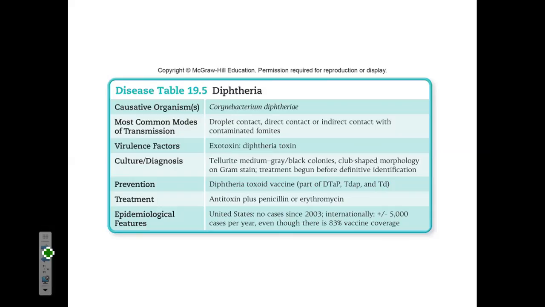To summarize, diphtheria is caused by Corynebacterium diphtheriae. It is going to release an exotoxin, and to treat this disease, we use antibiotics plus antitoxins, and to prevent it, we are going to get a vaccine.